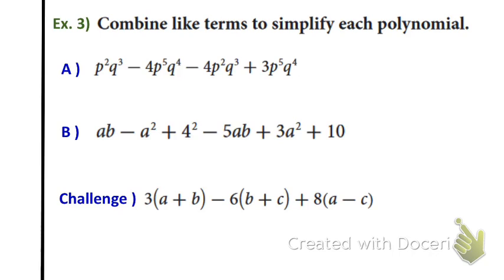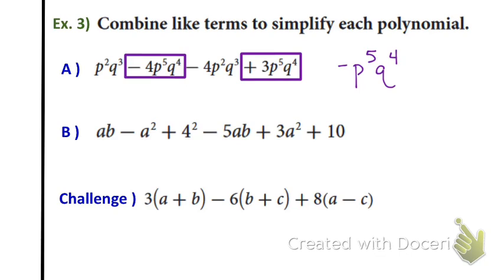Okay? Moving on, this is the last slide that we have. We're going to do a couple of examples of combining like terms and simplifying each polynomial. So I want to look for the terms that have the same variables to the same powers. And I see that we have negative 4p to the fifth q to the fourth plus 3p to the fifth q to the fourth. And since they are like terms, we can combine them. So negative 4 plus 3 would be negative 1, or negative p to the fifth q to the fourth.